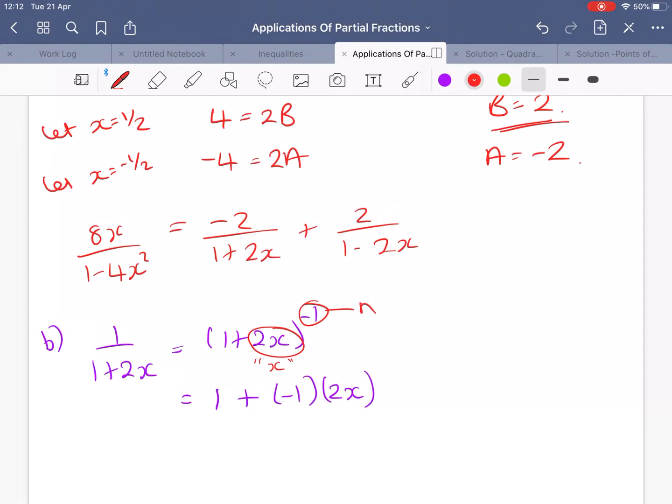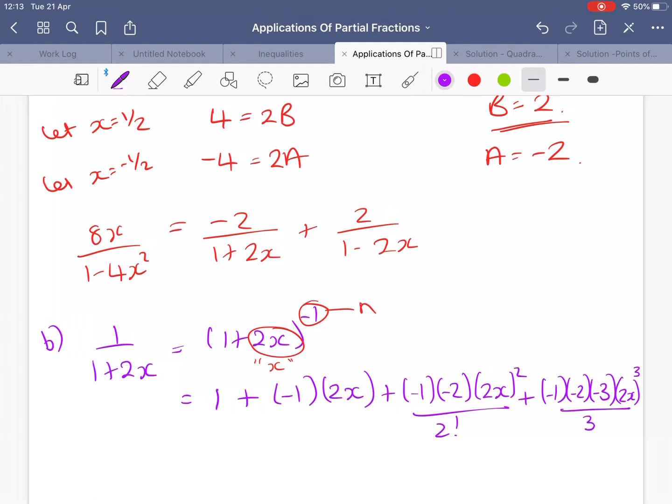Okay. The second term is n times n minus 1 times x squared, which in this case is our 2x squared all over 2 factorial. And then the third term is the n minus 1, n minus 2 times the x, which in this case is 2x cubed over 3 factorial.